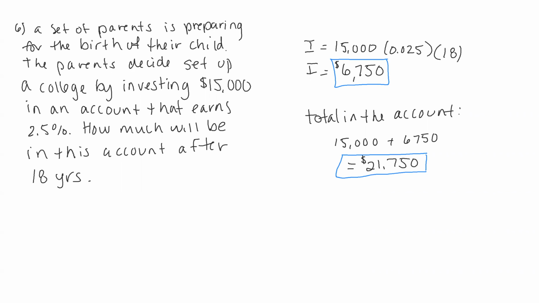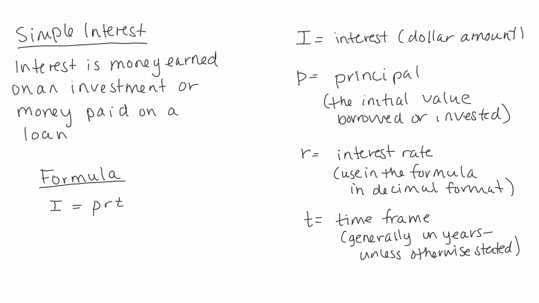Okay, so quick recap. We have that simple interest is just going to be money earned on an investment or money paid on a loan. The simple interest formula is I equals PRT. I equals the dollar value of the interest. P is the principal, so that's the initial value borrowed or the initial amount invested. The interest rate is R, and that's going to be used in the formula in its decimal format. And then the time frame is T, which is generally in years unless otherwise stated.